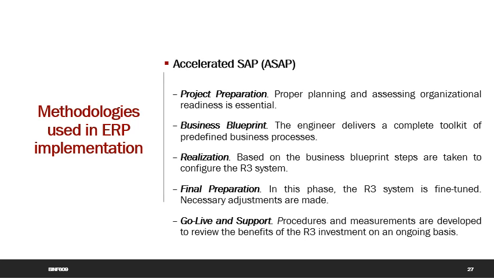In the go-live and support phase, procedures and measurements are developed to review the benefits of the R3 investment on an ongoing basis. SAP support and services are provided to ensure that the system continues to run smoothly. The online service system provides electronic support using a remote connection. The implementation assistant provides answers to most of the questions that may arise.